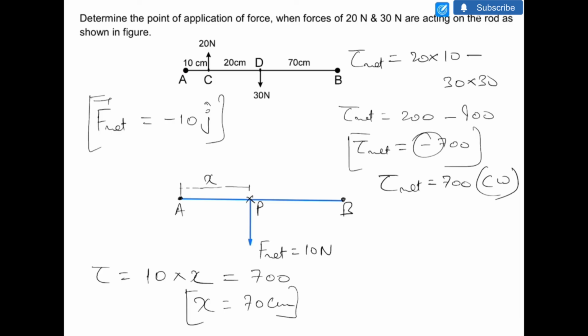I hope you must have understood the point of application of force.